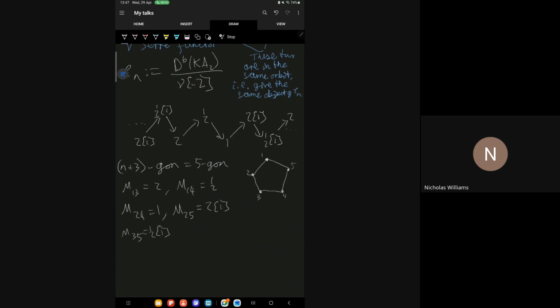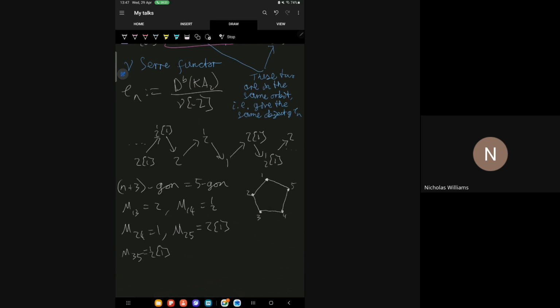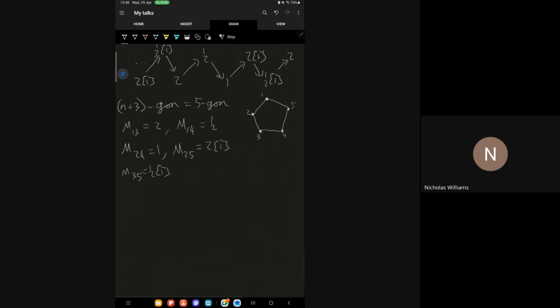And you can verify, for instance, that Ext non-vanishing corresponds to the diagonals crossing, and that cluster tilting objects correspond to triangulations. Okay, so that's maybe enough background on cluster categories for now.